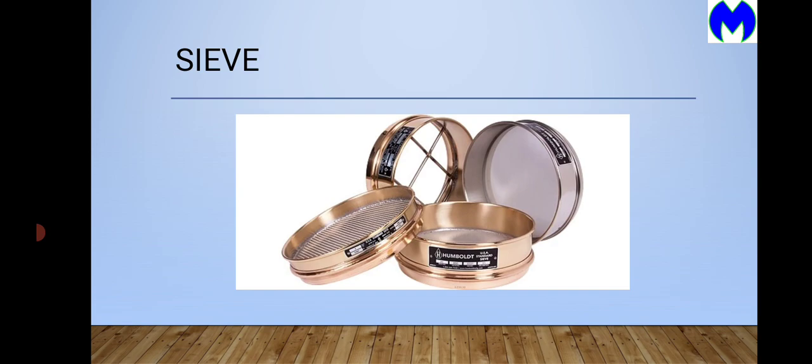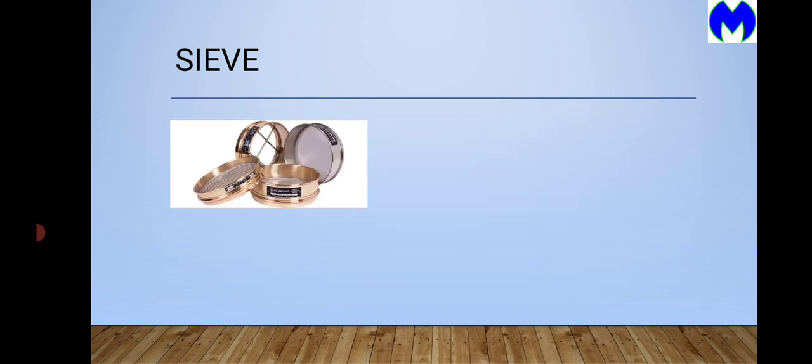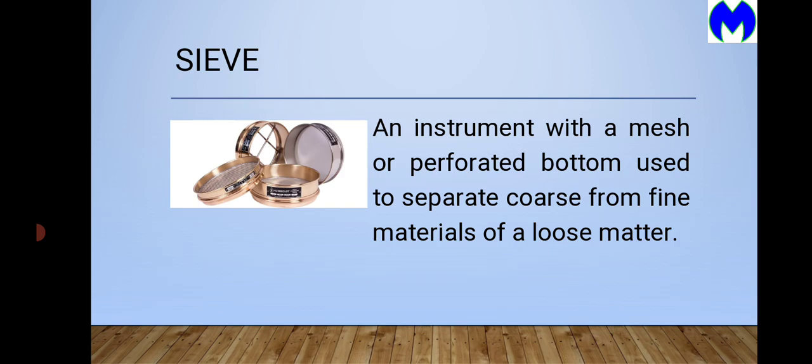So what is a SIEVE? What is the SIEVE used for? A SIEVE is an instrument with a mesh or perforated bottom used to separate coarse from fine materials of a loose matter. In Tagalog, it is used for pagsasala. It sifts the aggregates, separating the large from the small particles. So where is it used? It is used in sieve analysis.